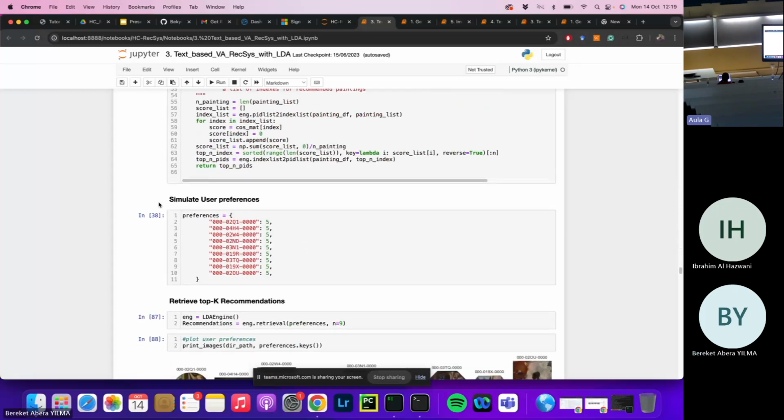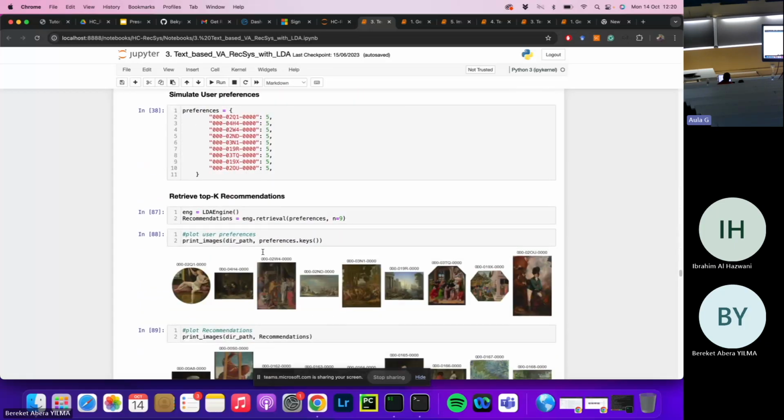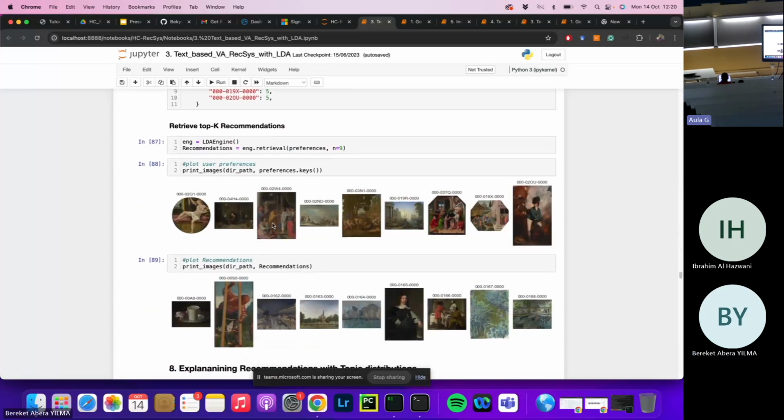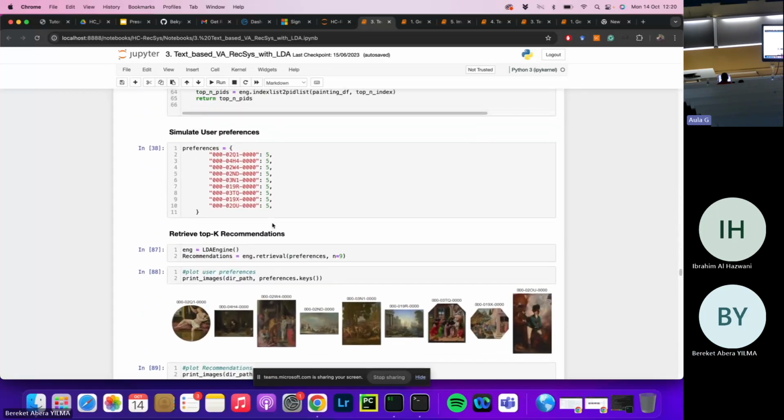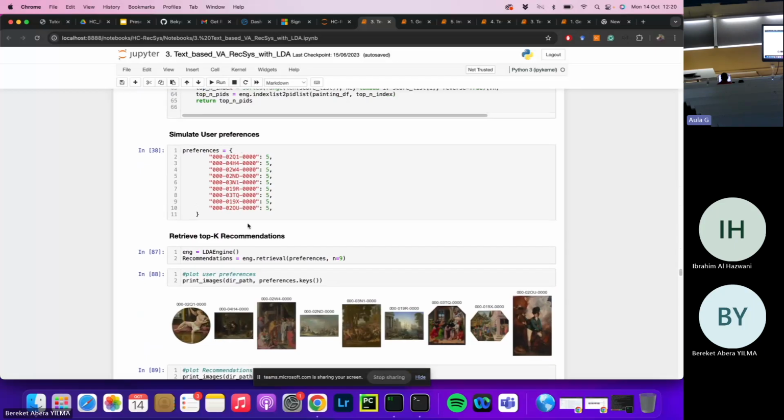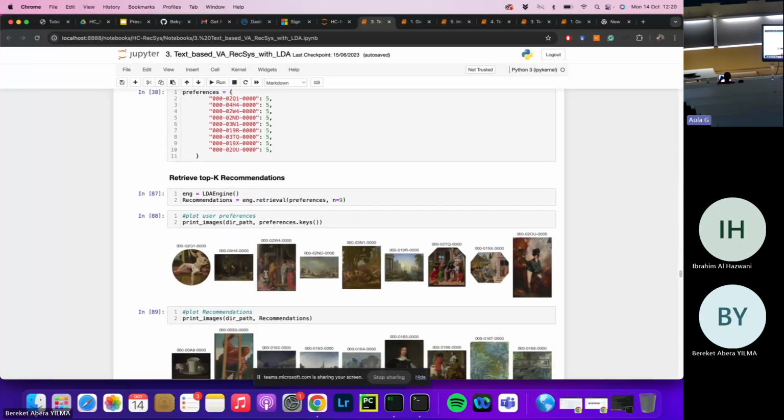And here you have a sample of user preference. These are the IDs of the paintings, and then these are the ratings that the user gave. So you can play with these values, change these values, and then you can generate different recommendations. What you can notice is that with a small number of ratings, the recommendations don't actually change that much. So the more paintings that you rate, the recommendations start to change and get more personalized.